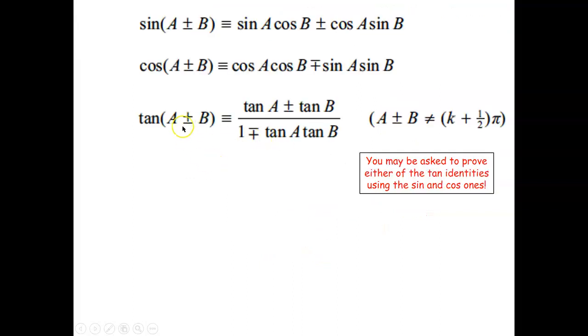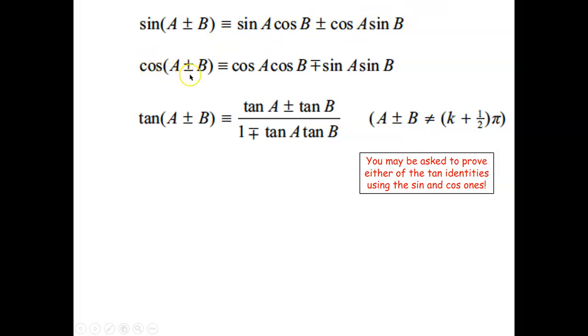And I can do the same thing for subtracting as well. Now, this is how you get given the identities on your formula sheet. So notice we've got sine A plus or minus B is identical to sine A cos B plus or minus cos A sine B. So with the sine one, sine and cos go together, and then you switch around which one's A and which one's B.